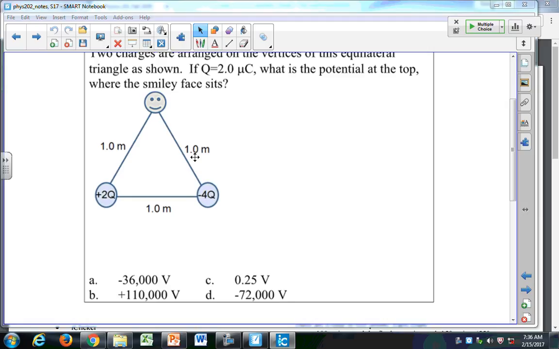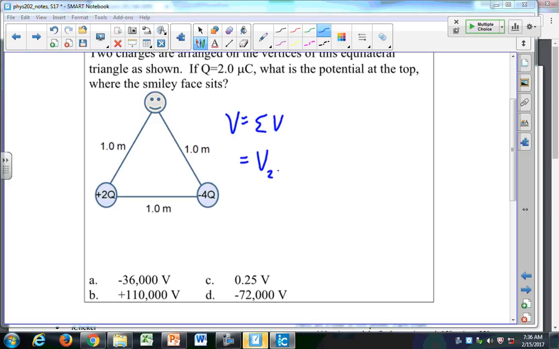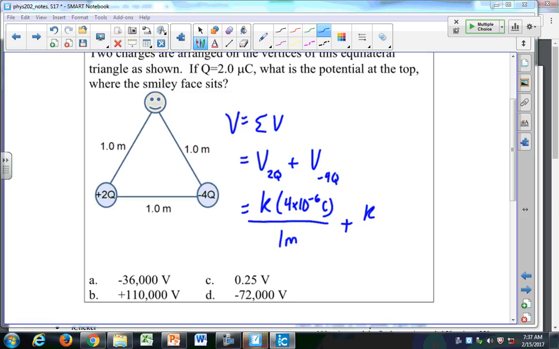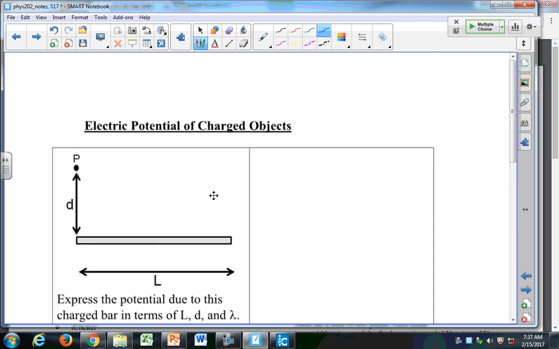All right. So to do this, the total potential is the sum of all the individual potentials. That's going to be the potential due to the 2Q plus the potential due to the minus 4Q. So that's K times 4 times 10 to the minus 6 coulombs divided by 1 meter, plus K times negative 8 times 10 to the minus 6 coulombs, divided by 1 meter. I have to change that to coulombs. And so that gives me negative 36,000 volts. Notice, as I said before, that this one is twice this one, so I could just get rid of this and make this negative 4. You can simplify that a little bit. All right, we'll come back to this.